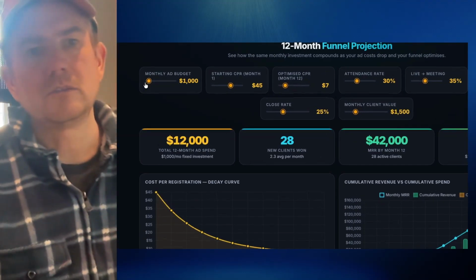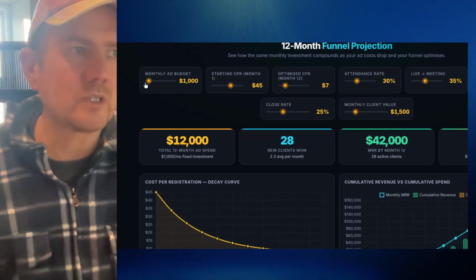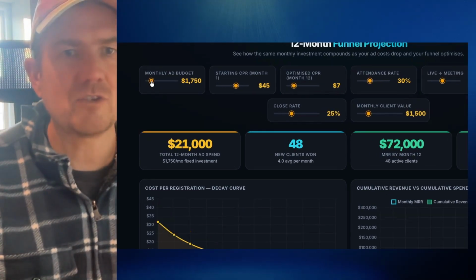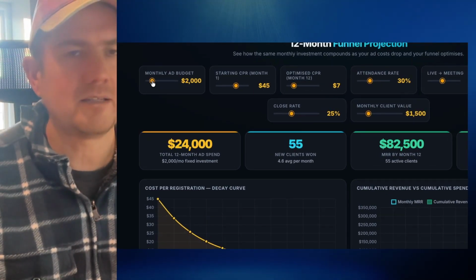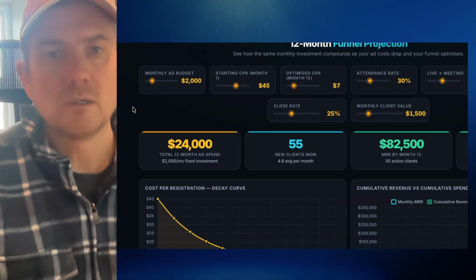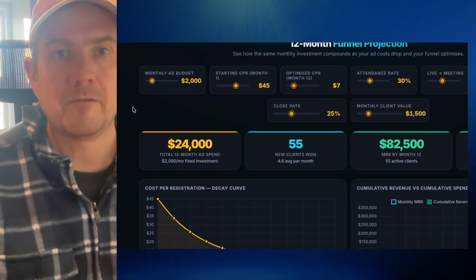First of all, you've got to set your ad budget. What's that going to look like every month? So there's a little slider here for your monthly ad budget. Mine's actually around about $2,000. Okay. That's my ad budget for the month. That's how much I'm prepared to spend at the moment with my own business for ads.